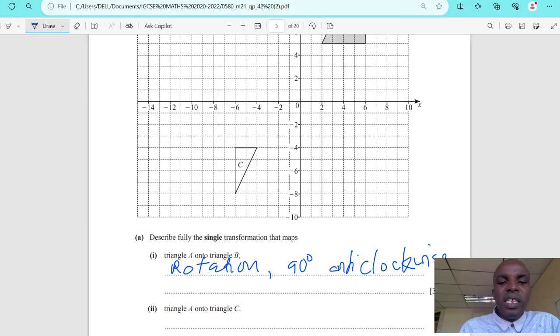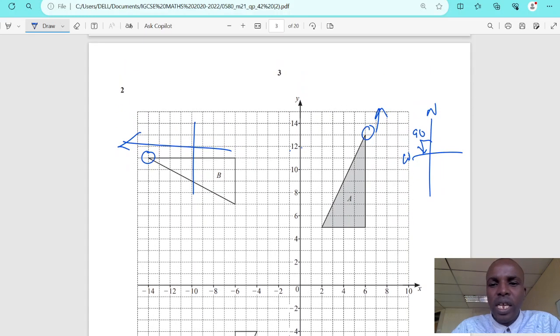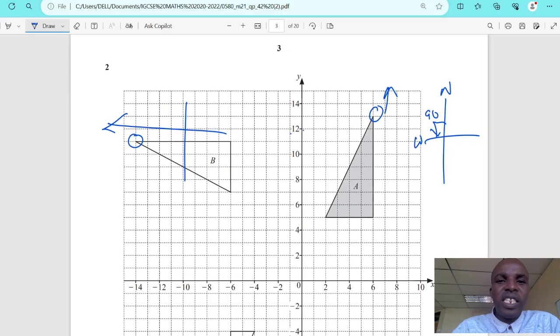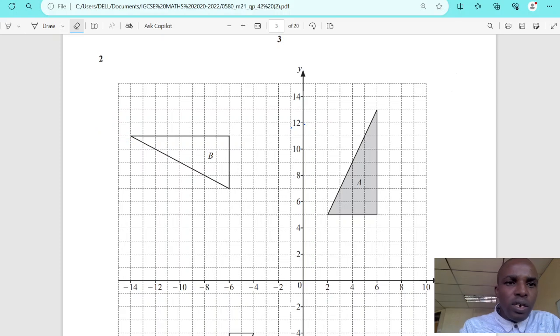That's the first part. Then you have to find the center of rotation. So rotation, angle, direction. Angle is 90, direction anti-clockwise. Then the center now. You have to find the center. Usually, you can use the ruler method to find the center. Let me show you.